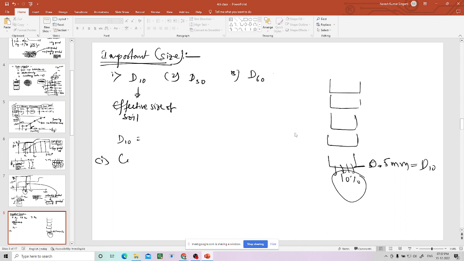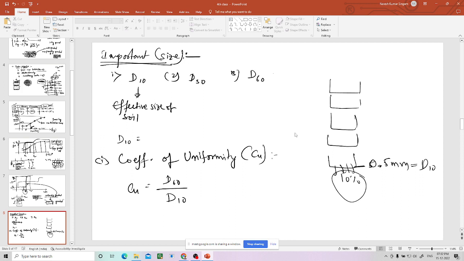Another one is coefficient of uniformity. Why I'm saying all these things: because these are very important in soil classification. Probably in the next class I will teach soil classification. That is very important. You can easily get marks, or lose them very easily if you don't study well. Now coefficient of uniformity, which is denoted by Cu, is calculated as D60 by D10.